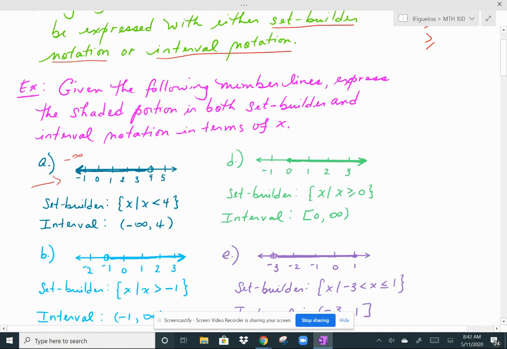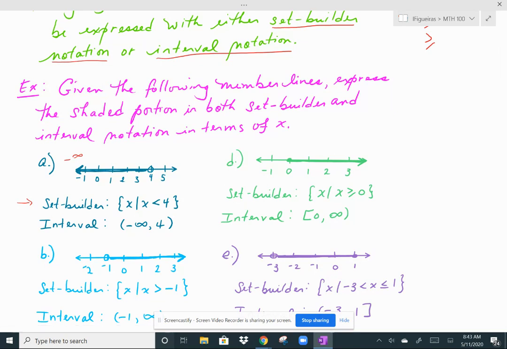So in set builder notation, it's written like this. This is read as the set of all x such that x is less than 4. So less than 4 because we are shading to the left of the number line. And so that represents all numbers less than 4, but not including 4. So you don't use less than or equal, just less than.